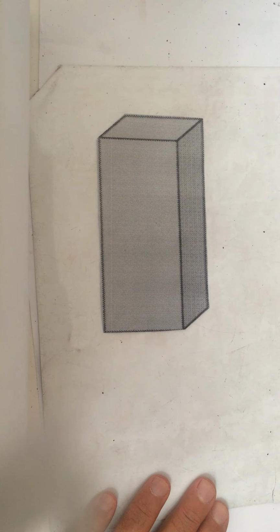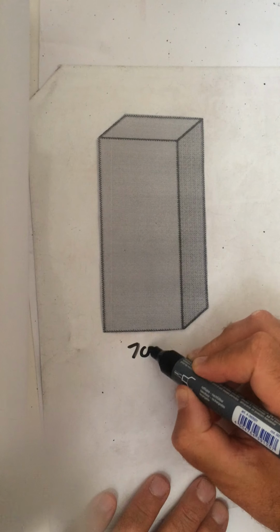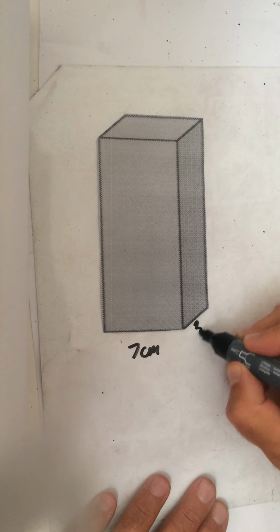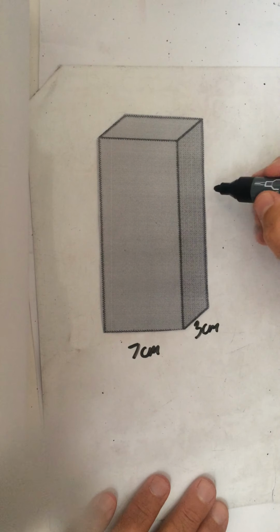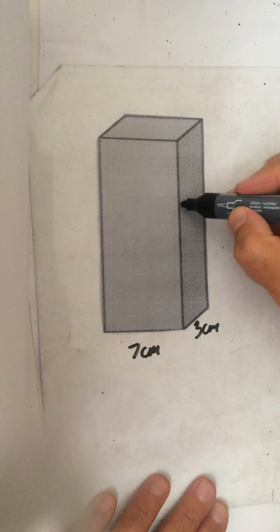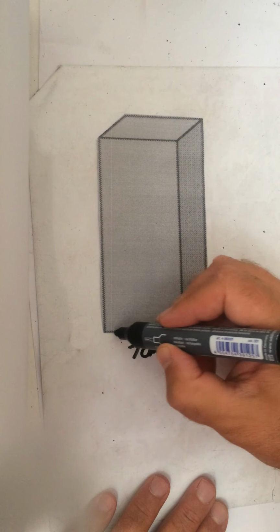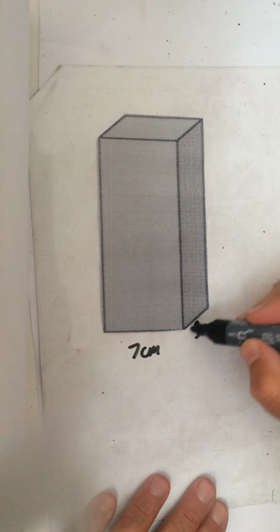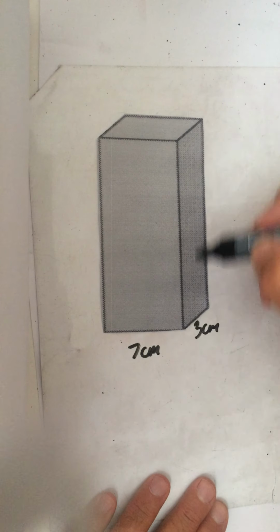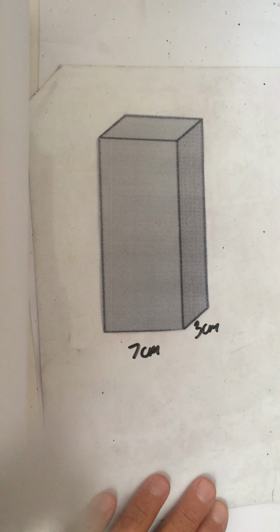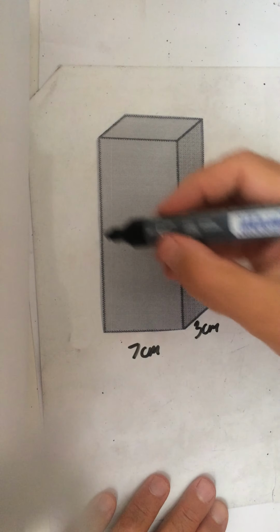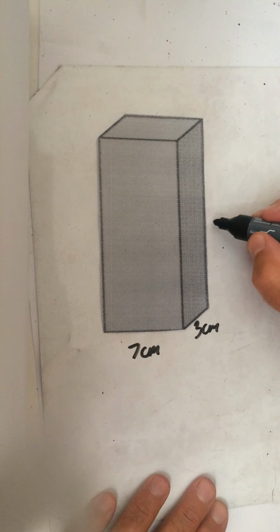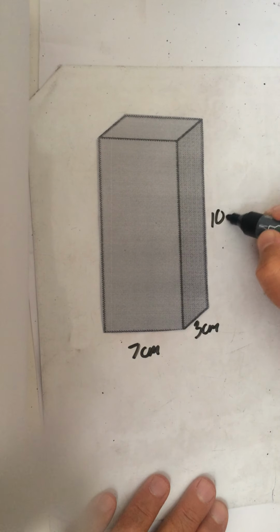Now, say for example the base of this is 7 centimeters, and the width is 3 centimeters, and then the height could be on this side or this side. This is also the height here. You'll notice that this base is going to be the same as that, and this width will be the same as this one here. These can be labeled in different places, but in essence you have the base, the width, and the height. I'd say the height is 10 centimeters.